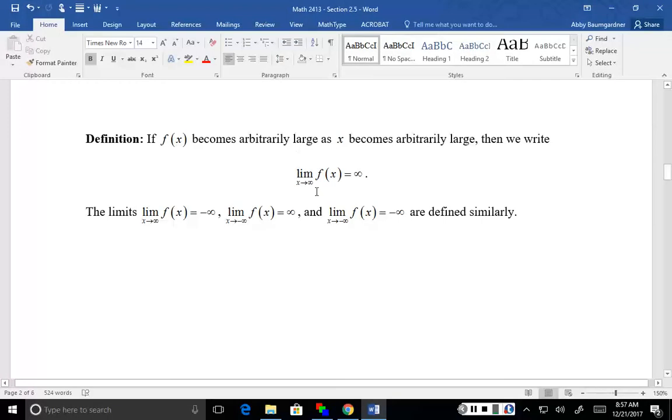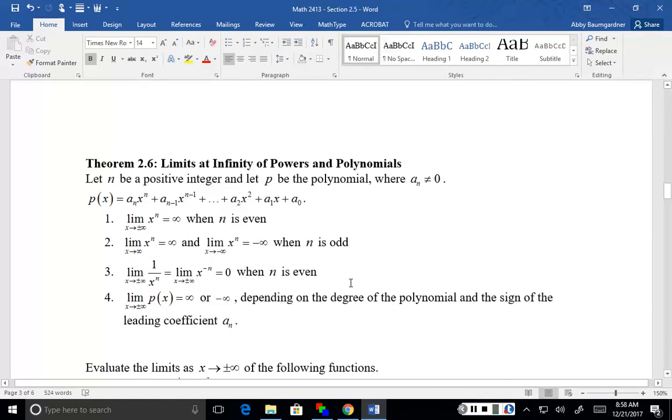So this is an infinite limit because the answer has infinity in it. So it's an infinite limit at infinity. Since the answer says infinity, it's an infinite limit, and then this infinity says it's at infinity. These all are infinite limits at infinity because they have infinity in their answer, and then their x values are approaching infinity, either positive or negative.